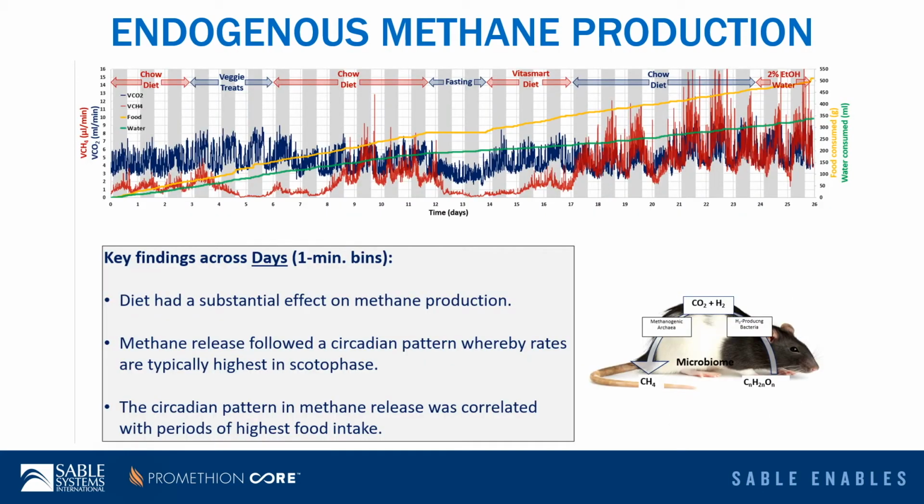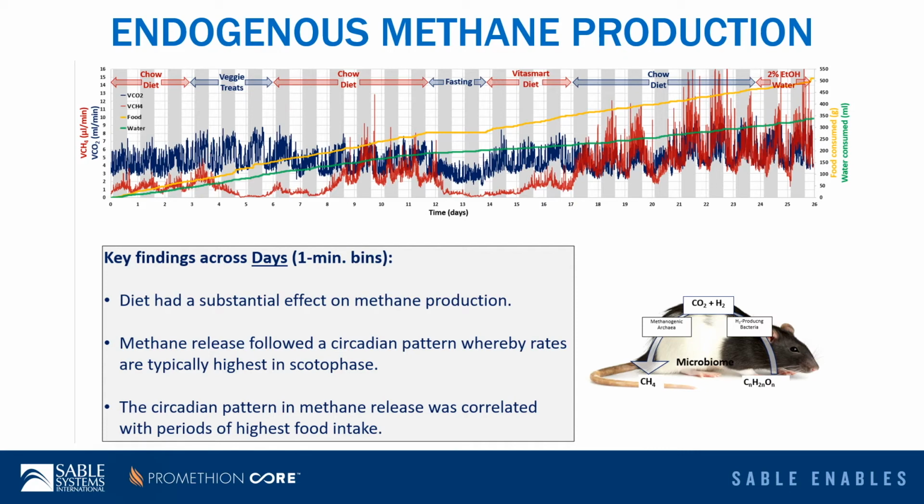The previous graph was really so inspiring and exciting to us that we continued the experiment and decided to see if we could disrupt or alter the methane production of this rat in real time. So we decided to switch from its regular chow diet to one that had substantially lower amounts of glycans and fructans in it. What we saw is within 1 day, the veggie treats, as we call them, caused the rat's methane production to totally crash.